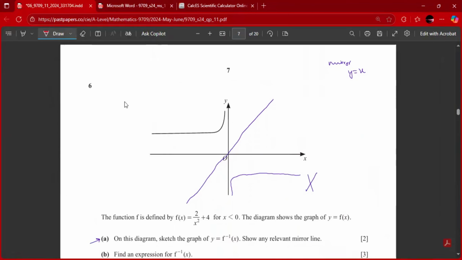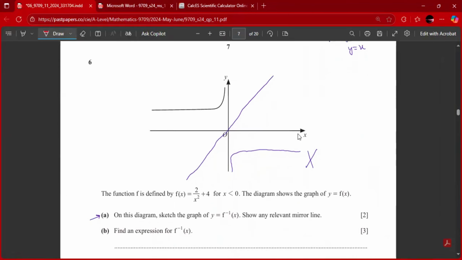When I saw the marking scheme, they're saying that this line should be here near the x-axis, not near the y-axis. Oh yeah, it makes sense because when we inverse, we change y to x, which means that if the y-axis was closer for this one, for this one, okay, it makes sense.